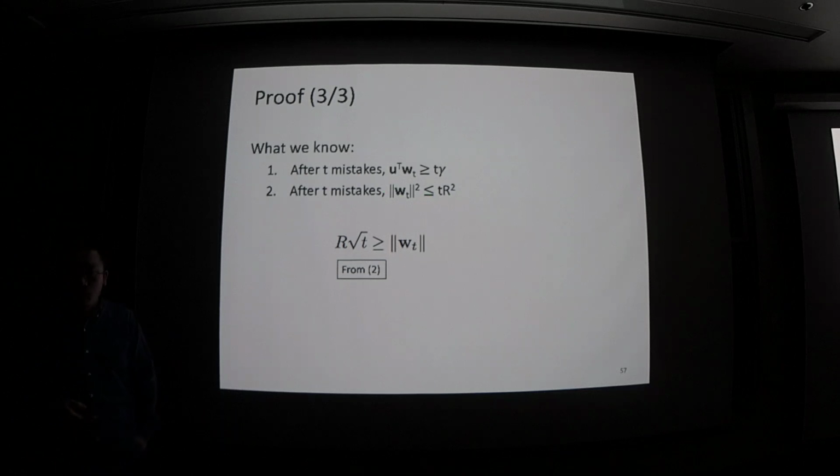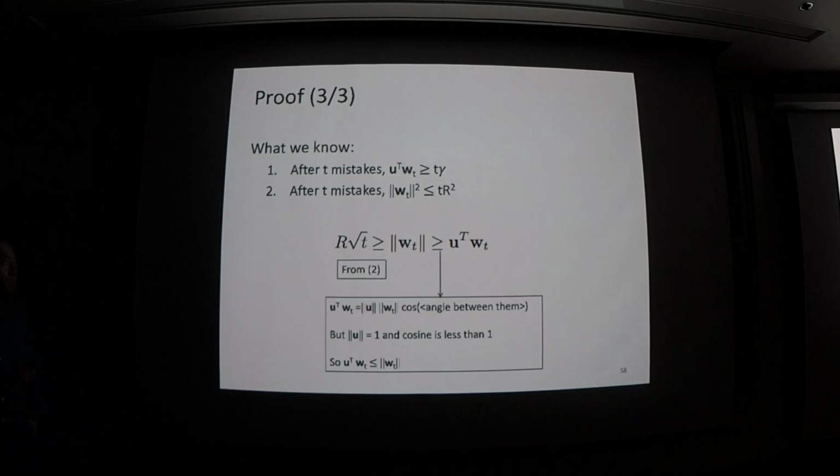So we first look at the second formula. If we switch the direction of the inequality and take the square root on both sides, we obtain that big R square root of t is no less than the norm of w_t. And the second step is very important. We can show that the norm of w_t is no less than the inner product between the unit vector u and w_t.